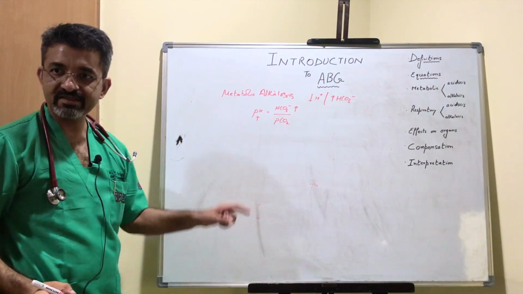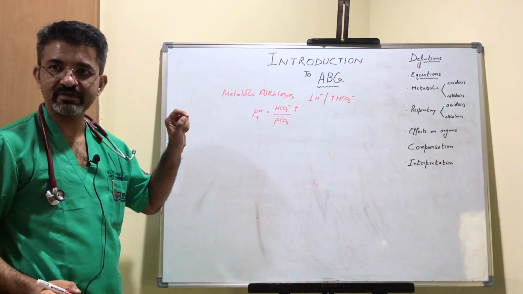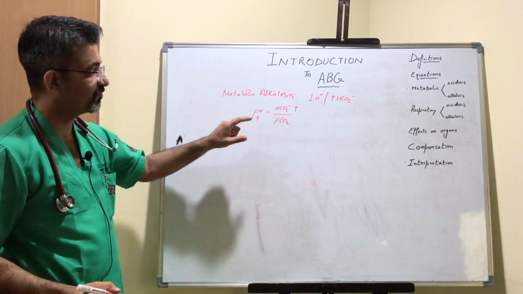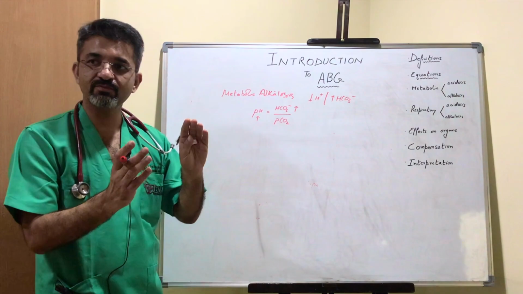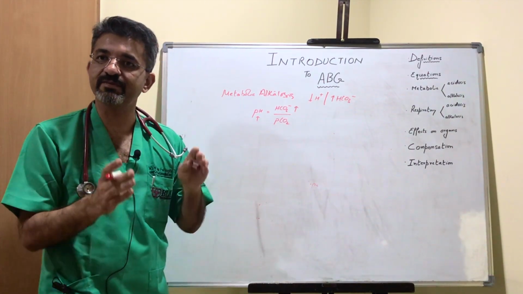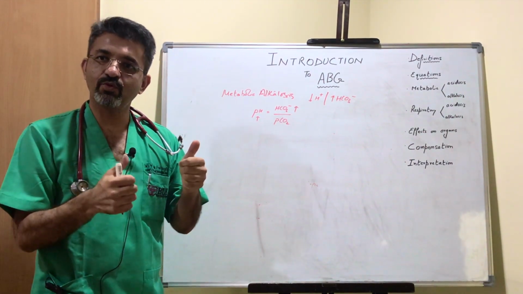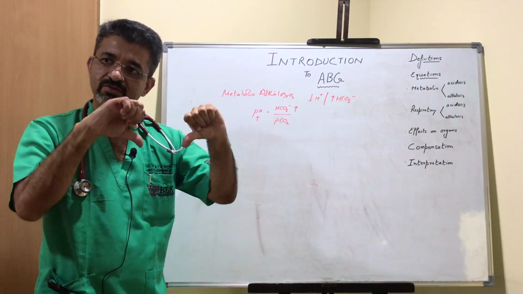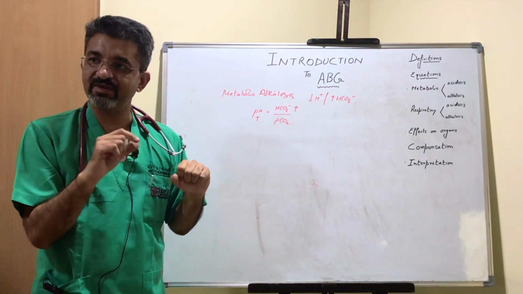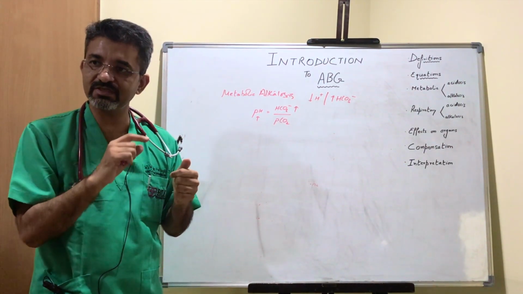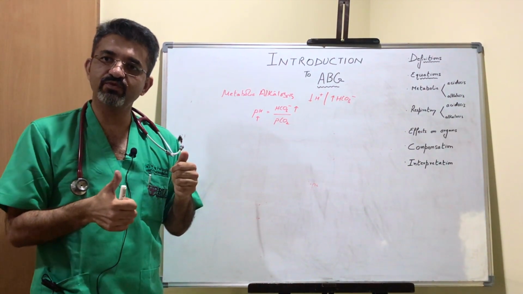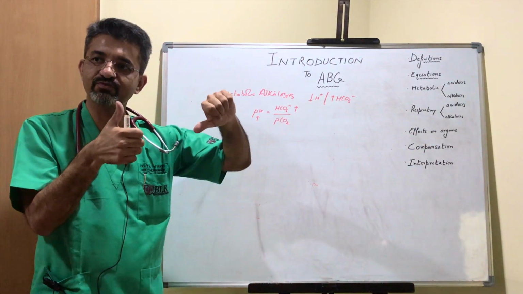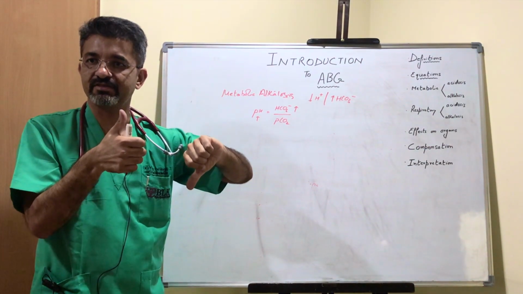Right? So one thing which you now keep in your mind, that whenever there is a metabolic problem, pH and HCO3 move simultaneously in the same direction. They'll both go up, or they will both go down whenever there is a metabolic problem. The opposite is true for respiratory. In respiratory, pH moves in one direction and PCO2 moves in exactly the opposite direction. Right?